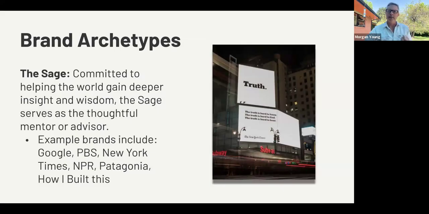And then we move to that last one. That's the Sage. This was the Jennifer Kay persona. This is somebody or a brand or a person that is committed to helping the world gain deeper insight and wisdom. The Sage serves as a thoughtful mentor and advisor. Google, PBS, the New York Times, NPR, Patagonia, the podcast How I Built This would all fit into this.